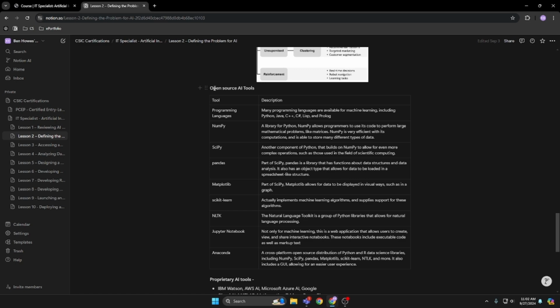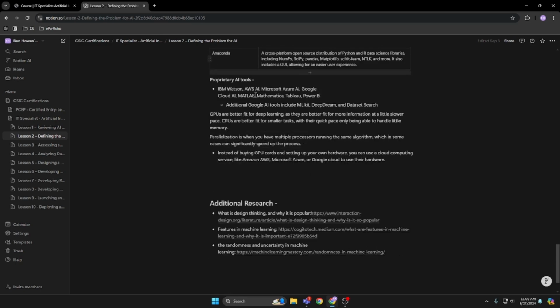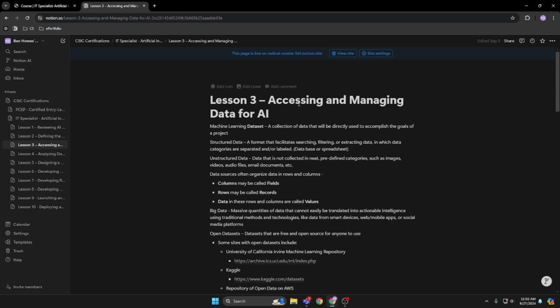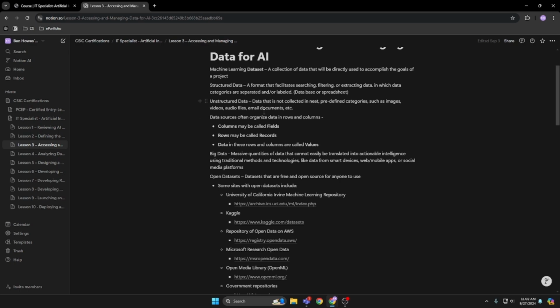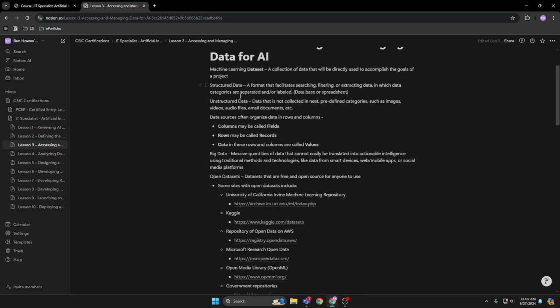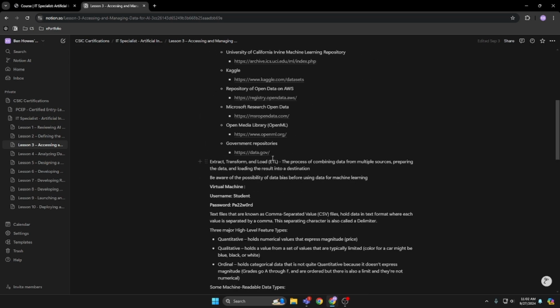And yeah, things like that, certain tools you can use for AI, and then again, my additional research. So here's my lesson 3, assessing and managing data for AI, which is again about finding data. It tells you about different types of data, like big data, open data sets, stuff like that.